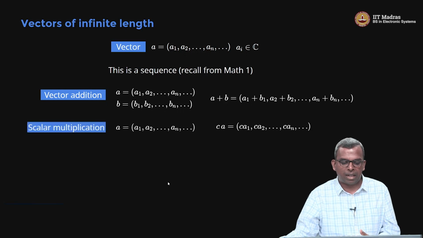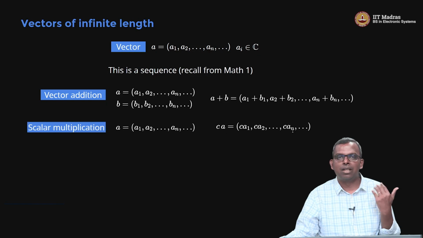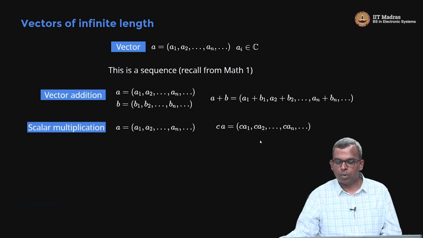Same thing with scalar multiplication. You have a sequence A, you want to multiply it with a scalar C, you multiply each coordinate, or each value in the sequence, each A_i in the sequence, with this C. So you get another sequence. So addition and scalar multiplication is no big deal.